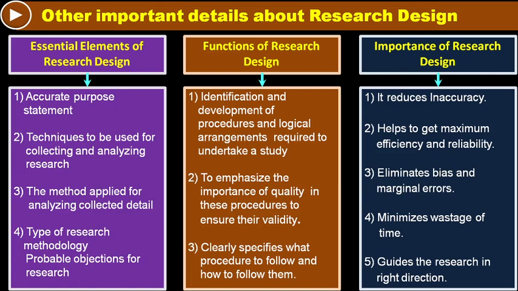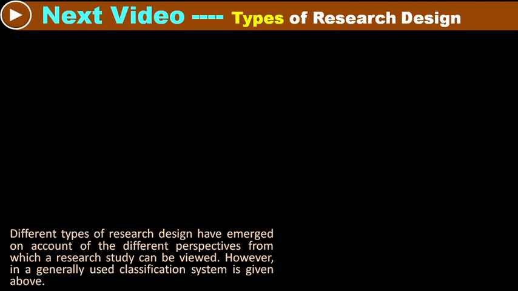What is the importance of research design? A good research design reduces inaccuracy. It helps to get maximum efficiency and reliability. It eliminates bias and marginal errors. Research design minimizes wastage of time. It guides the research in the right direction. So these are the different elements, functions, and importance of research design. In the next video, we will discuss the types of research design.